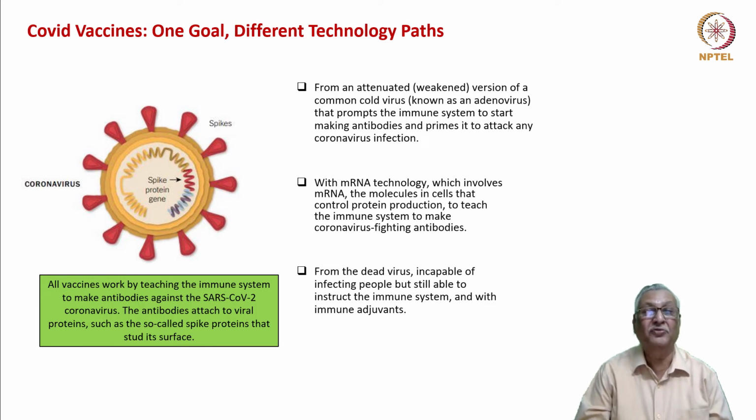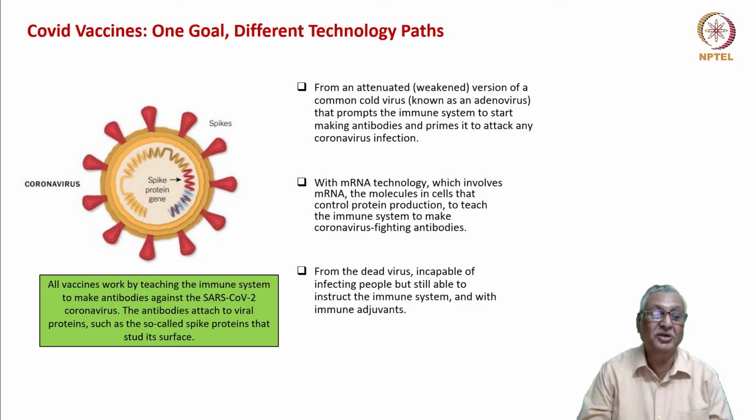There is one goal, different technology paths, I said. From an attenuated, that is weakened version of a common cold virus known as adenovirus, the immune system is prompted to start making antibodies, and it is primed to attack any coronavirus infection. With mRNA technology, the molecules in cells that control protein production are primed to teach the immune system to make coronavirus fighting antibodies. From the dead virus that is incapable of infecting people but still able to instruct the immune system, and with immune adjuvants, inactivated virus started acting effectively.